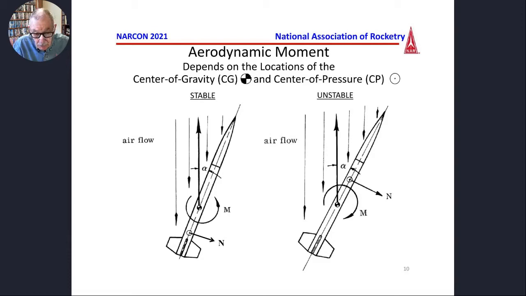In a stable rocket, you can see that the moment is pushing it back into the airflow. But if the center of pressure were ahead of the center of gravity, the normal forces acting on the rocket would be further pushing it away from the flow. And oh my gosh, who knows where it's going to go, because it's not going to be acting in a very safe or predictable fashion. And certainly we want to avoid that.